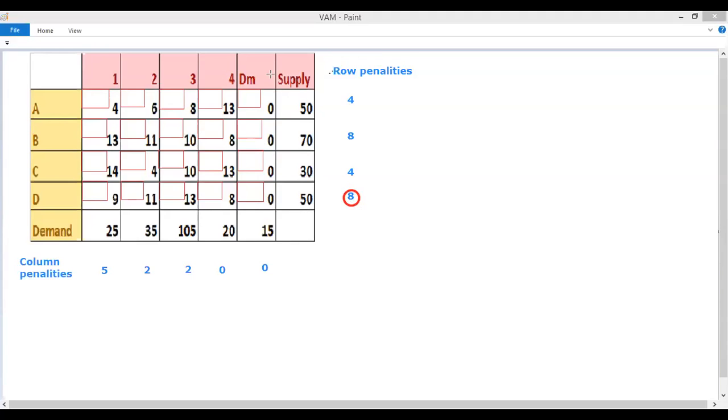Now we have to allocate resources. In this cell, I have to allocate resources. As you can see, this particular cell has a demand of 15 and a supply of 50. The minimum of these two values is 15. So allocate 15 units of resources to this cell.